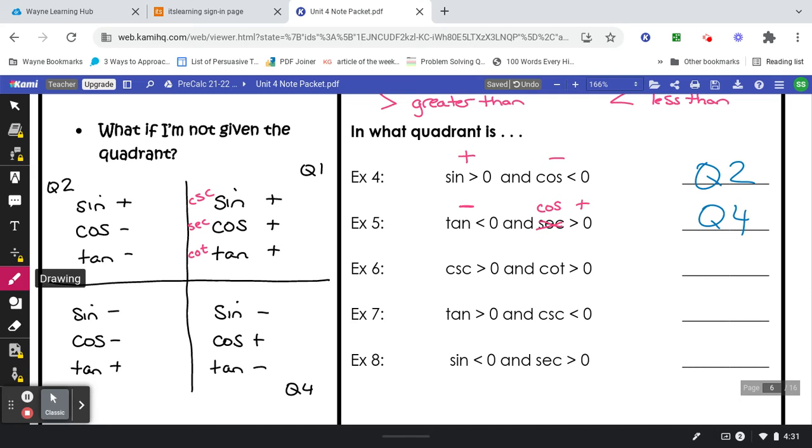All right, example 6. Cosecant, which really I'm looking for sine, greater than 0, so I'm looking for where sine is positive. Cotangent, I'm looking for where tangent is positive. That's going to be quadrant 1.